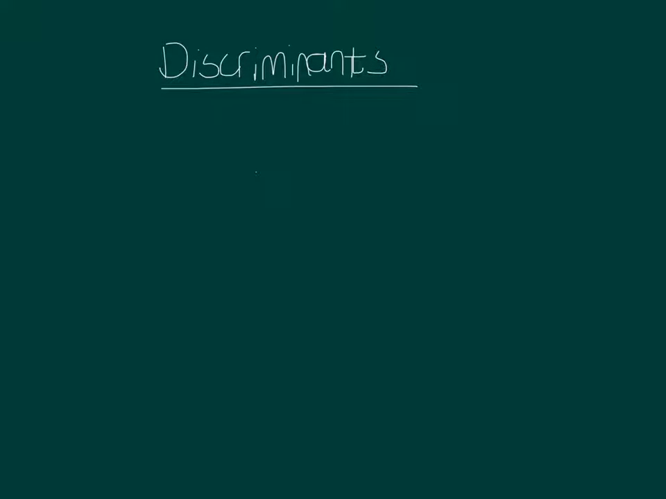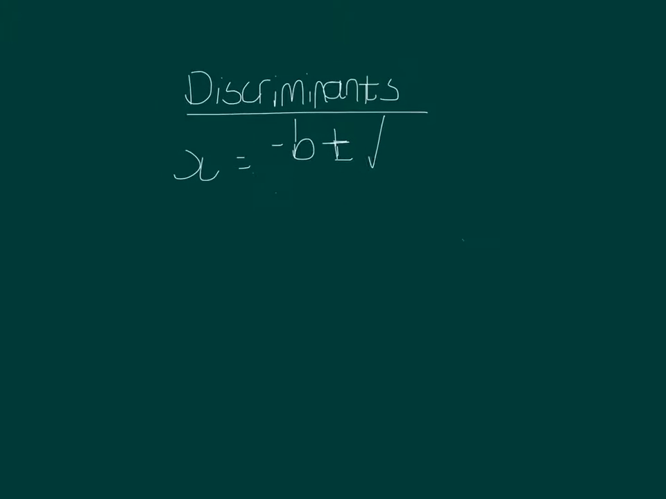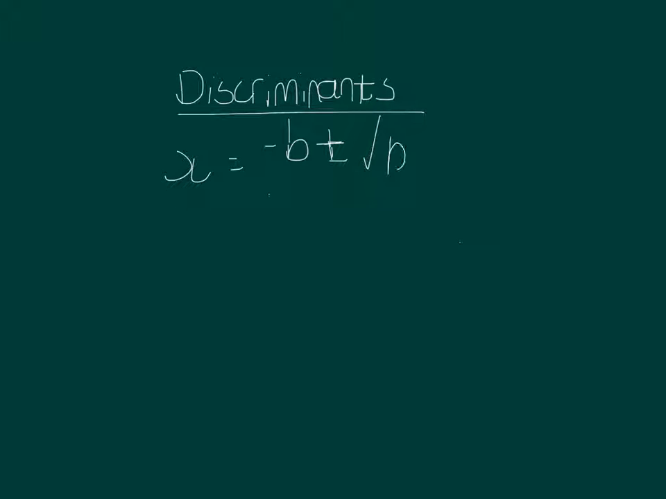In this video, we're going to be looking at discriminants, and discriminants tell us all about the nature of the roots. Recall your quadratic formula. So minus b plus or minus the square root of b squared minus 4ac. And it's all over 2a.